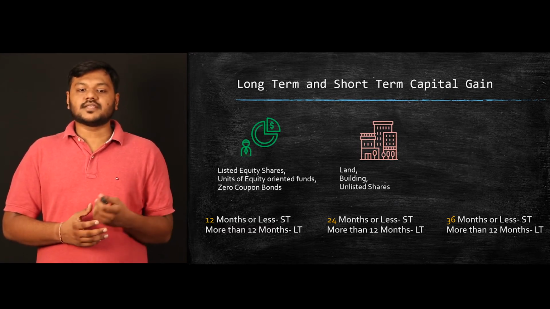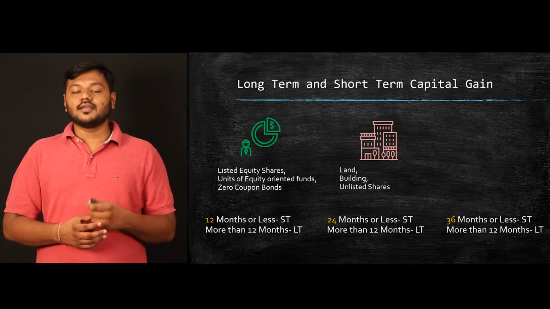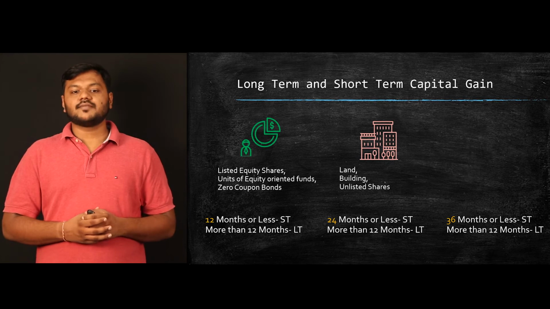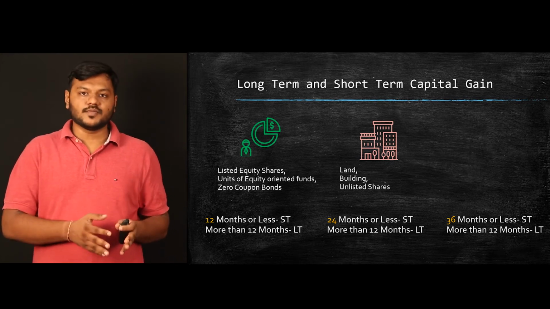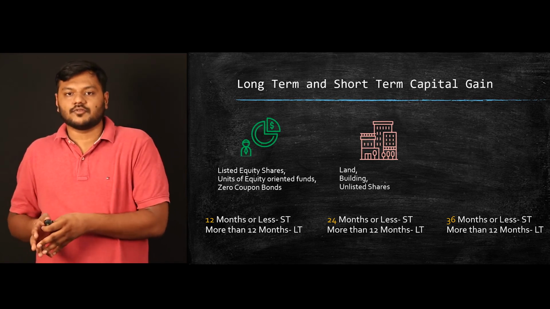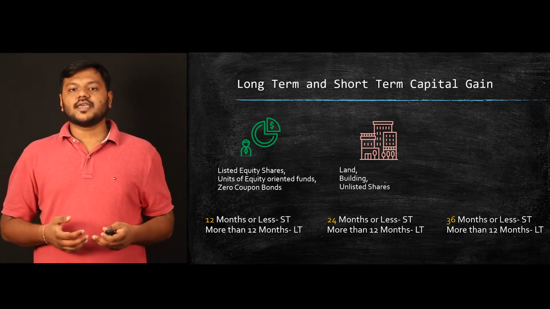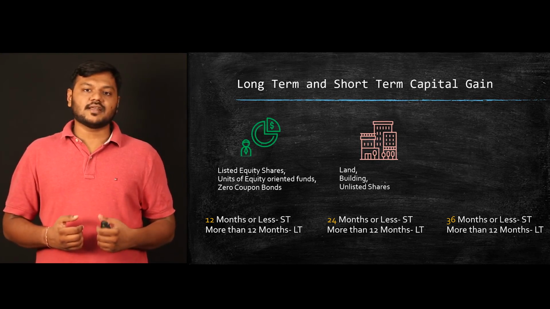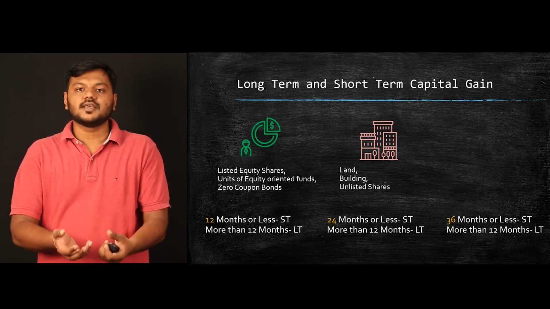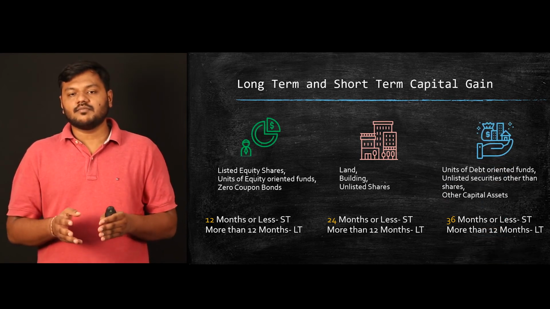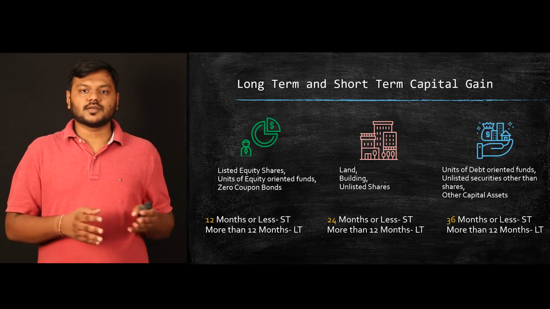With respect to other assets like land, building or unlisted shares, the time period given is 24 months, which means if I purchase land today and sell that land after a period of 24 months, long-term capital gain would be charged, but if I sell that land before 24 months, short-term capital gain will be charged.